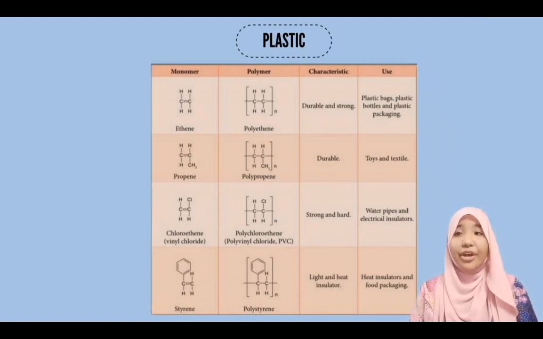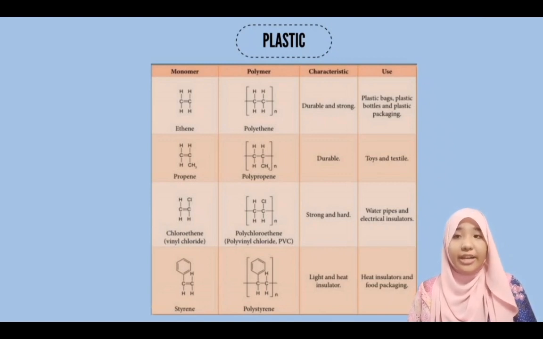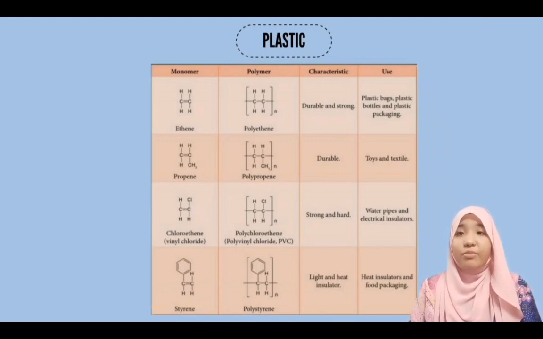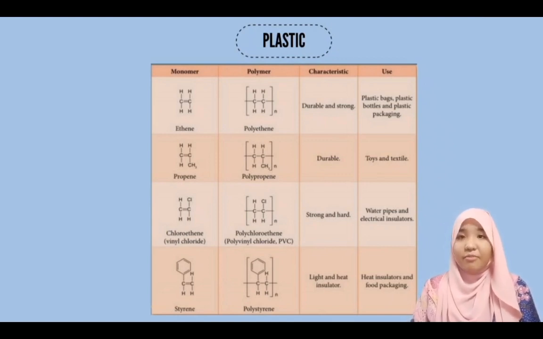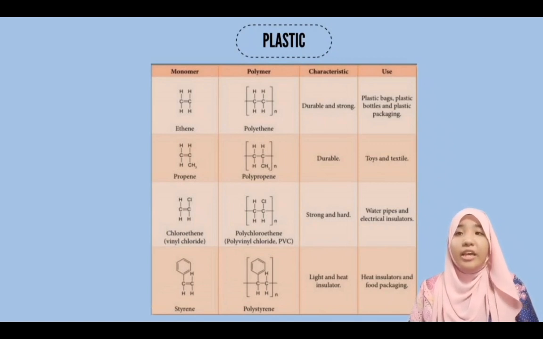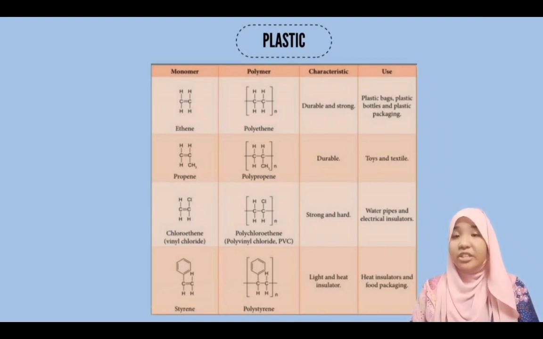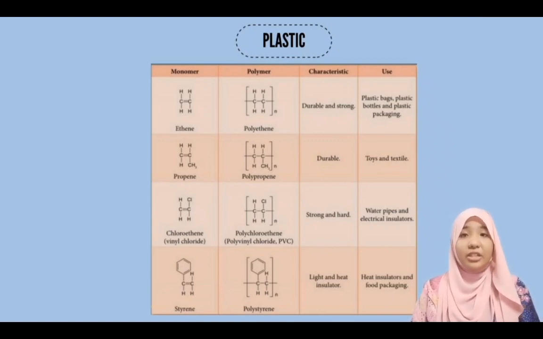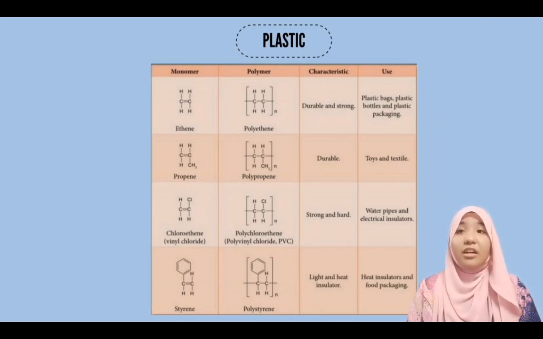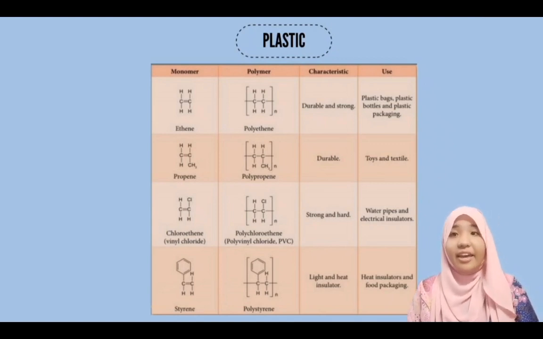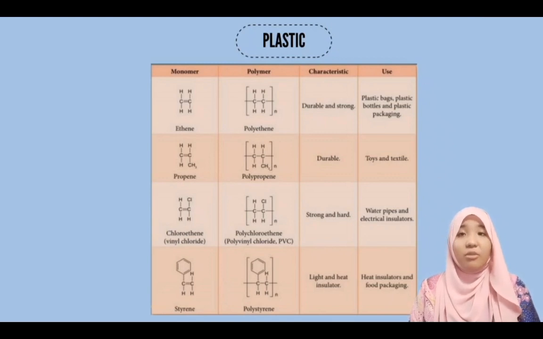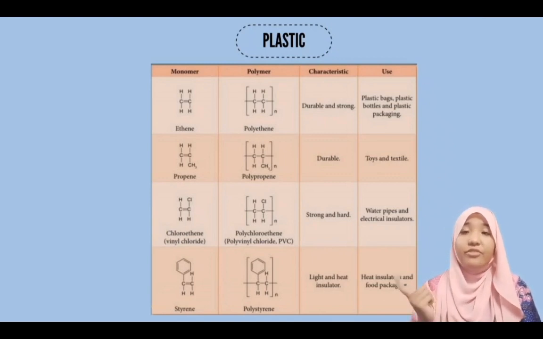Next is chloroethylene, or we call it vinyl chloride. The polymer is polychloroethylene or polyvinyl chloride (PVC). Polychloroethylene is very strong and hard. It is commonly used for water pipes and electrical insulators. Last would be styrene, and the polymer is polystyrene. Polystyrene is a light and heat insulator. It is commonly used for heat insulation and food packaging.